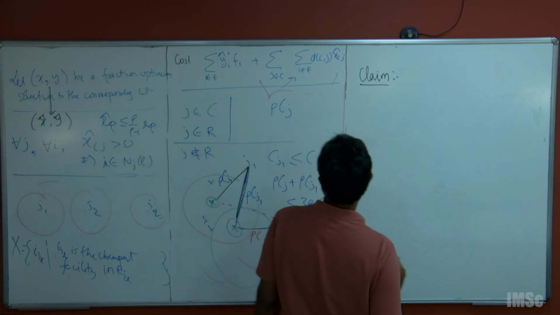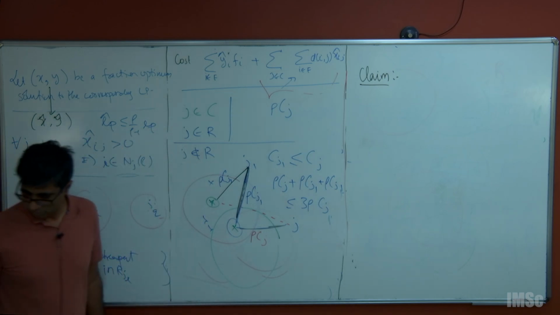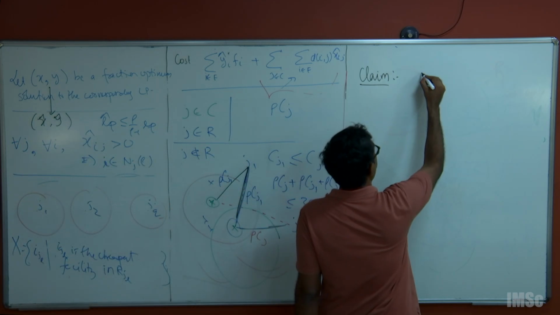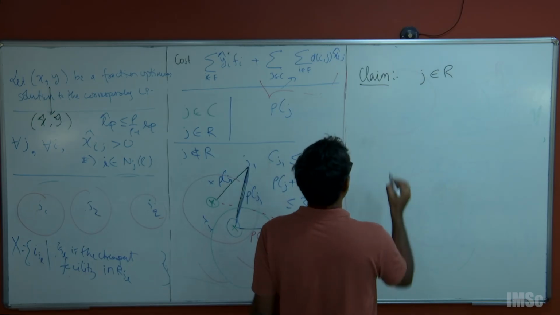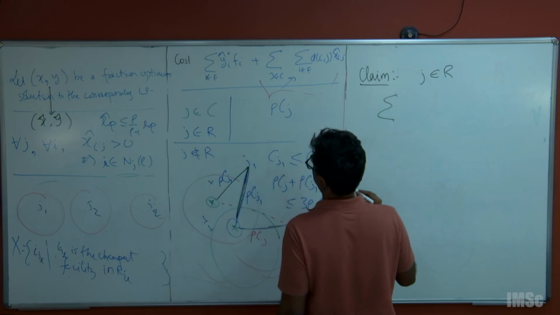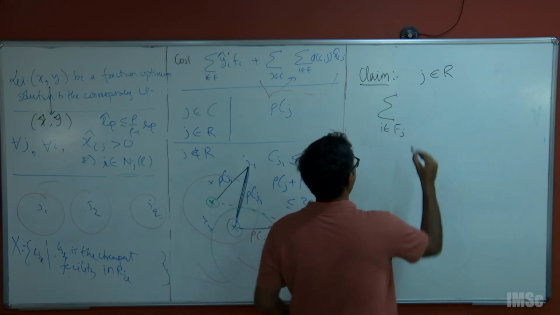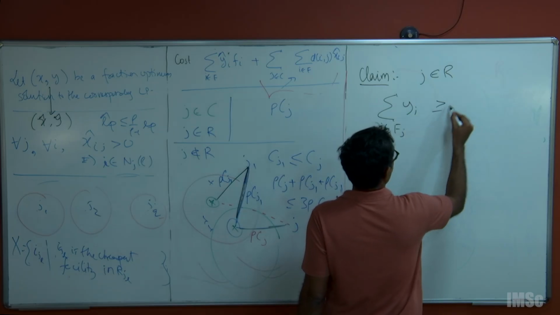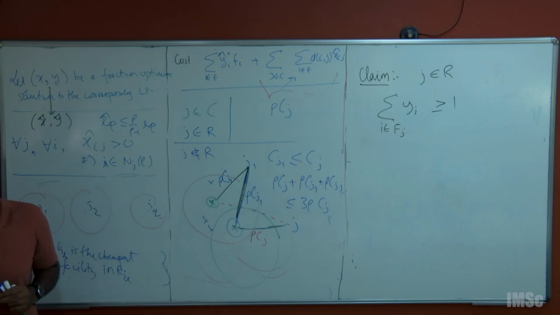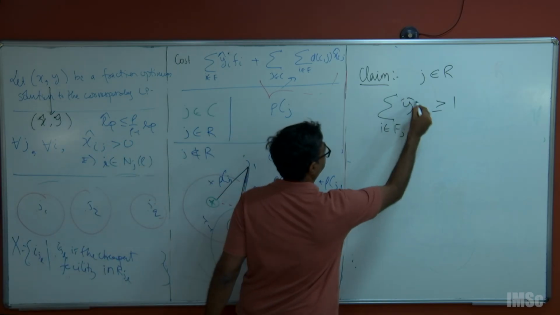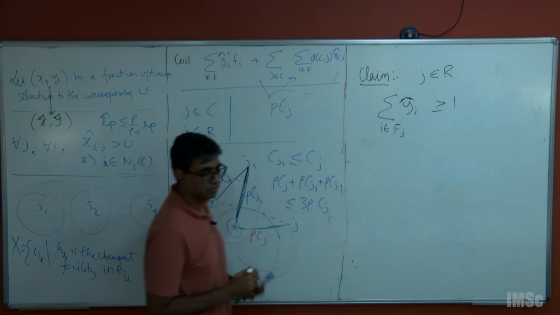What is the property? What I'm going to claim to you is that if you take j in the representatives, and then you do summation over i of yi hat, this is greater than or equal to 1. Do you see why?